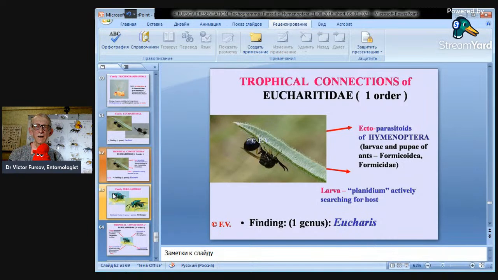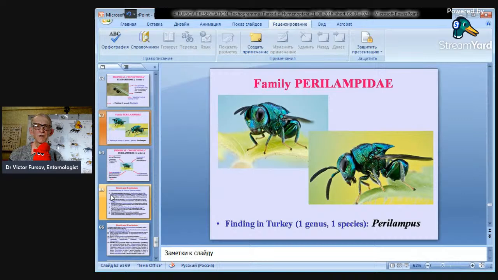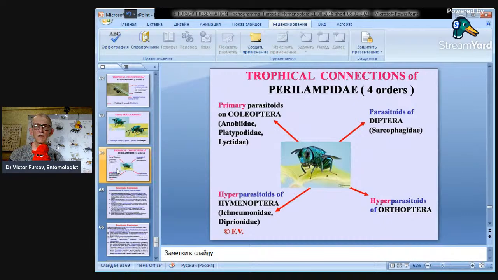Family Perilampidae, very special shape of body, a very robust, strong body. Some material was found. Perilampidae parasitoids have connections with four orders of insects, including some flies, grasshoppers, some parasitic wasps, and some sawflies, and some beetles, different families. They are primary parasitoids, and they are also indicated as hyperparasitoids or secondary parasitoids.